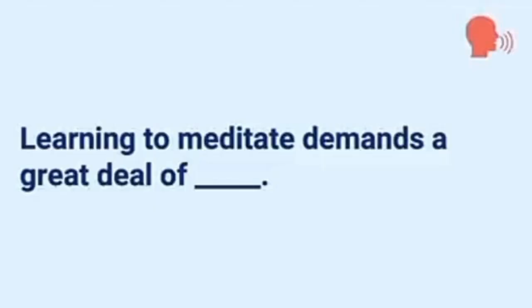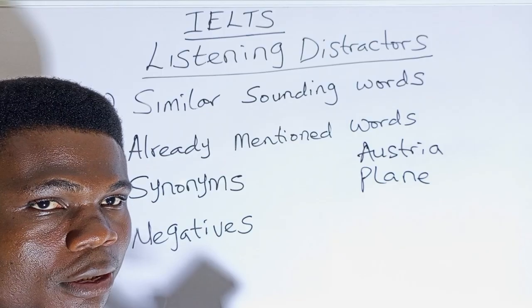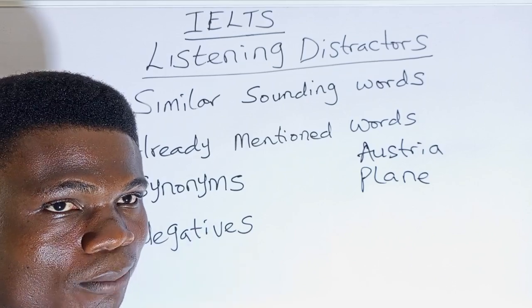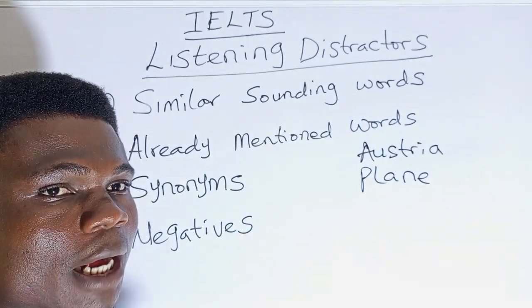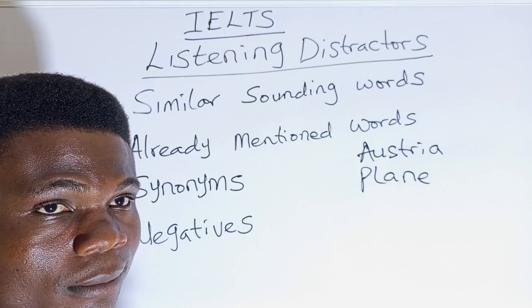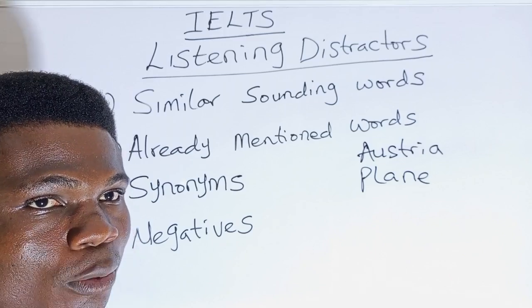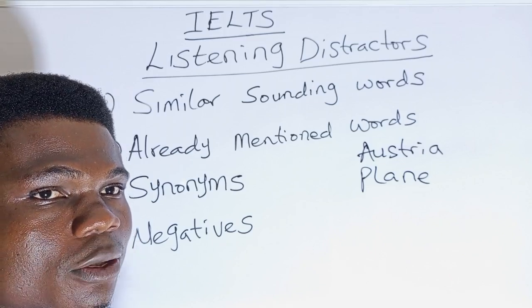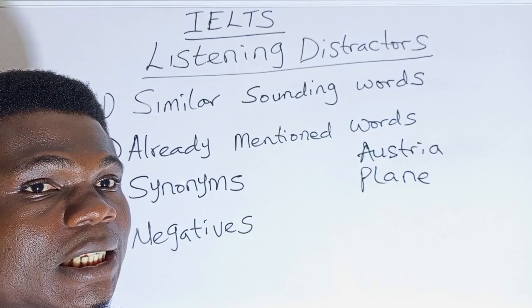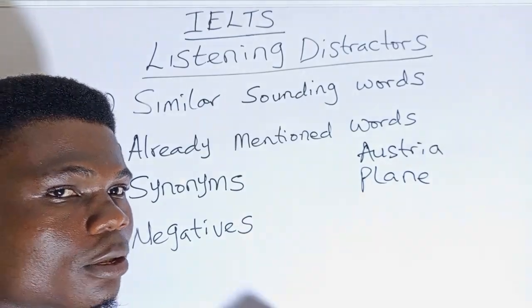So what is the answer? High level of concentration. So our answer here is concentration. Look at the question. The question says, learning to meditate demands a great deal of dash. So a great deal of, and here they say learning to meditate requires a high level of. So great deal of and high level of mean the same thing. So our answer here will be concentration. You get that? So that's why in the last video I suggested that as you read your questions, paraphrase them to WH questions. When you paraphrase your questions to WH, it helps you to listen in any way. However it comes, you will get your answer.